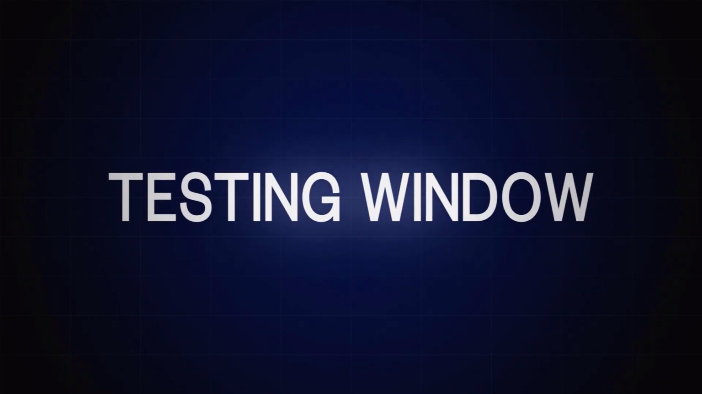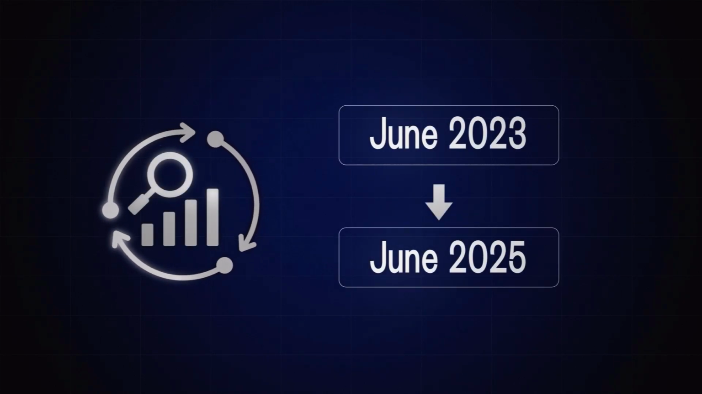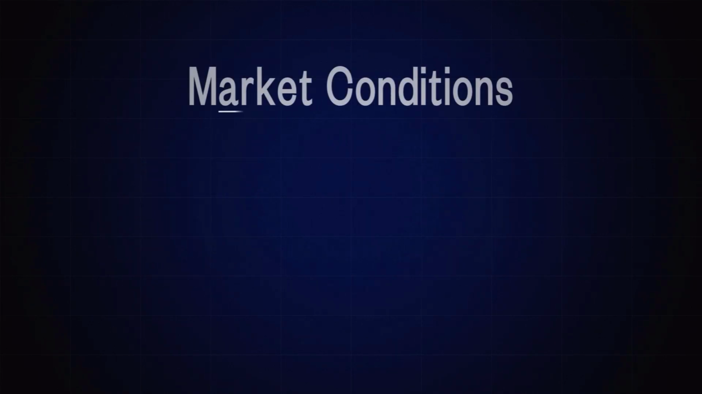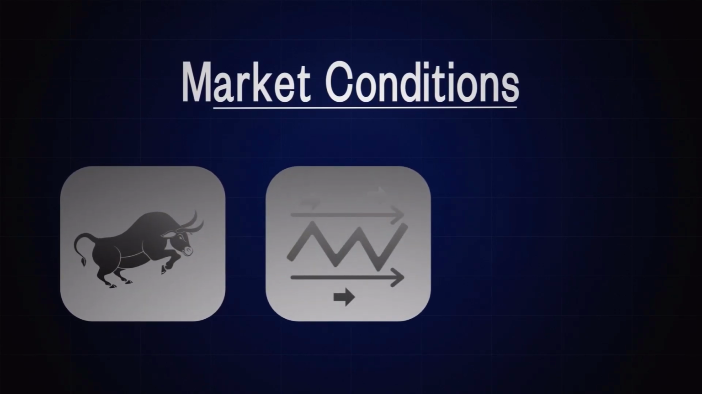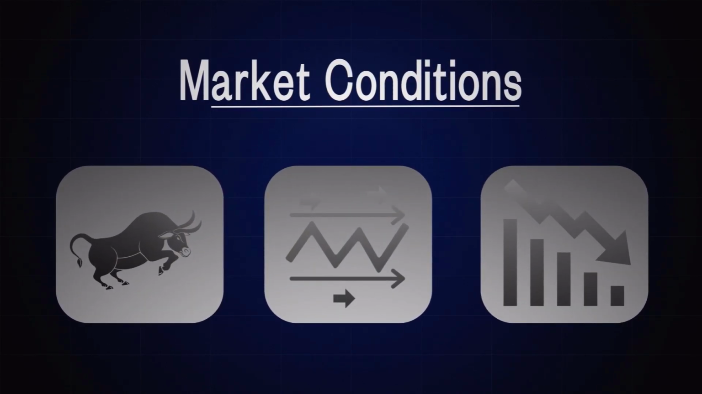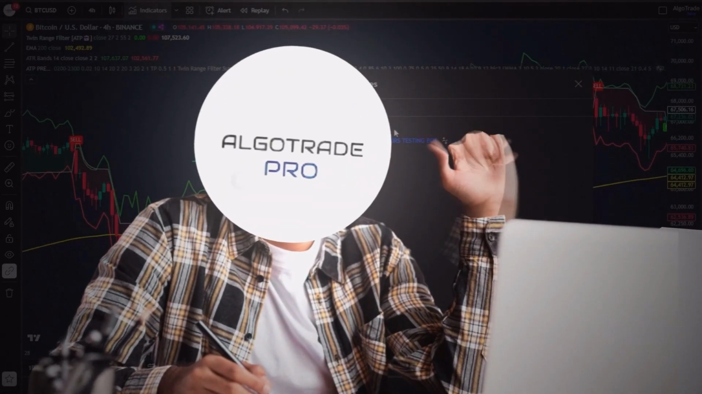For the testing window, we'll be using 2 full years of data, from June 2023 to June 2025. That period includes a lot of market conditions, trending moves, sideways consolidation and sharp corrections, making the results more reliable and realistic. And of course, we are not doing this by hand.